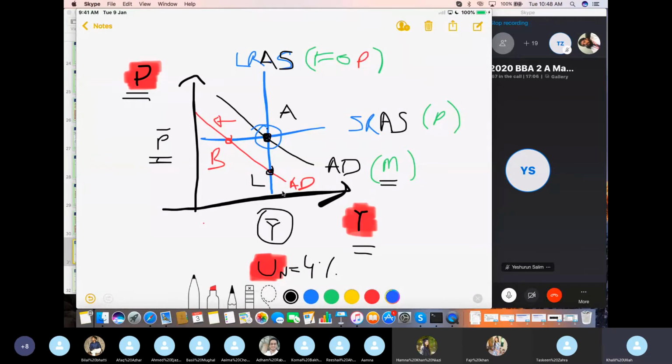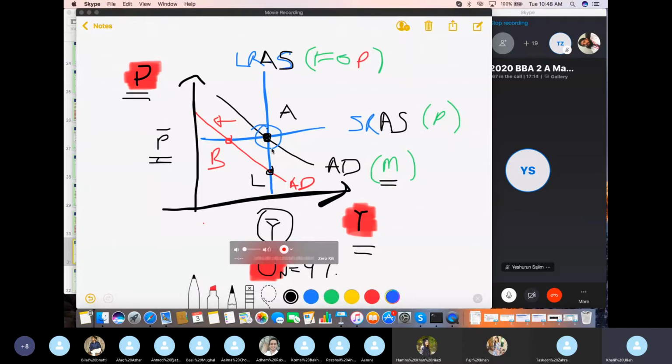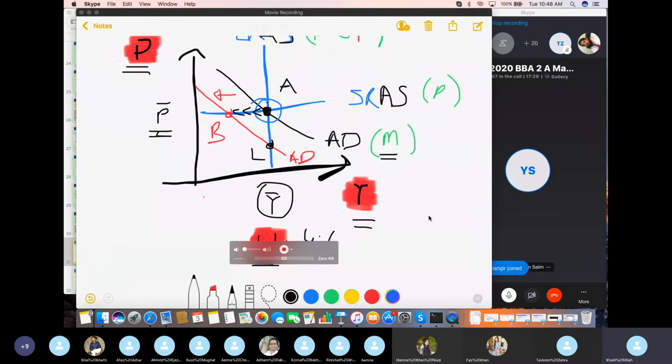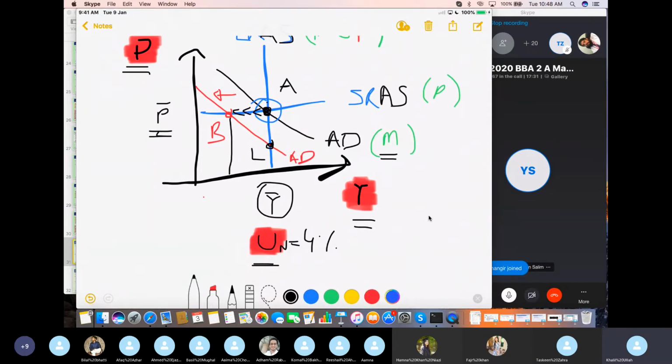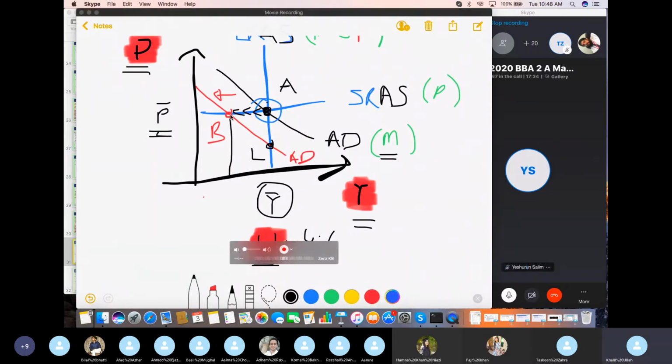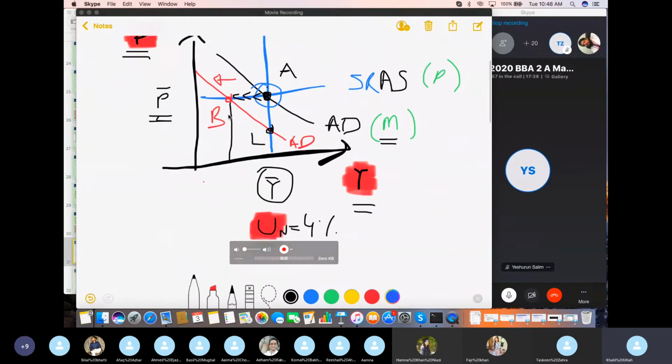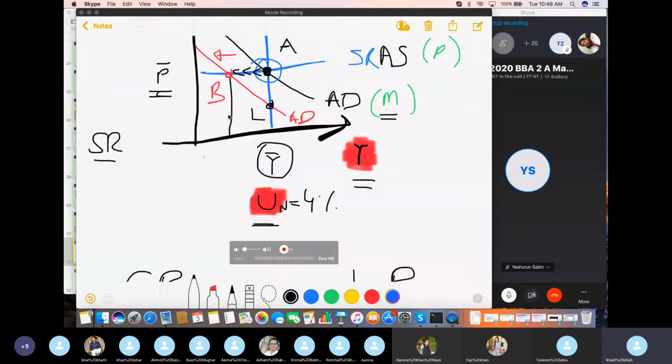Whenever an exogenous shock happens, it moves the economy away from point A to the short run equilibrium. The economy starts moving towards point B in the graph. At point B, you need to read the graph. Point B is the short run equilibrium.